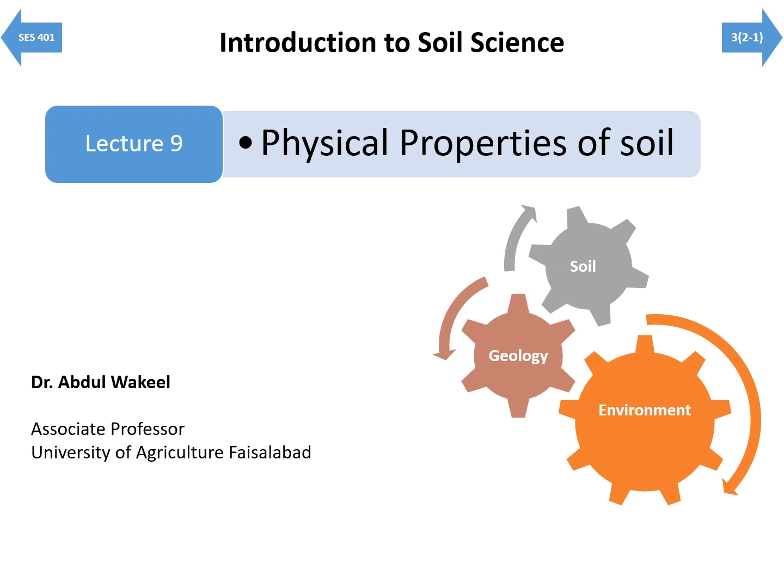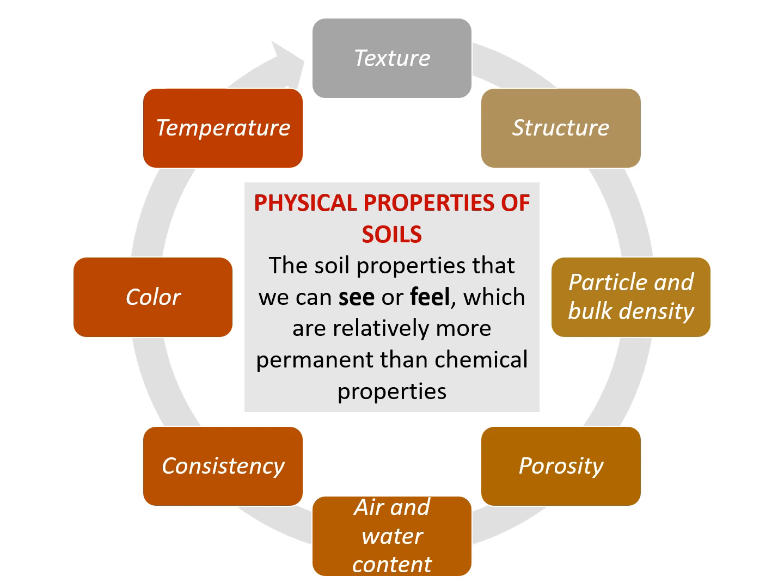Today we'll talk about physical properties of soil. The physical properties of soil are those properties that we can see or we can feel and which are relatively more permanent than chemical properties. These are mainly dependent on the soil formation processes and the parent material. That's why these are more permanent and there are very little effects of anthropology and human activities.